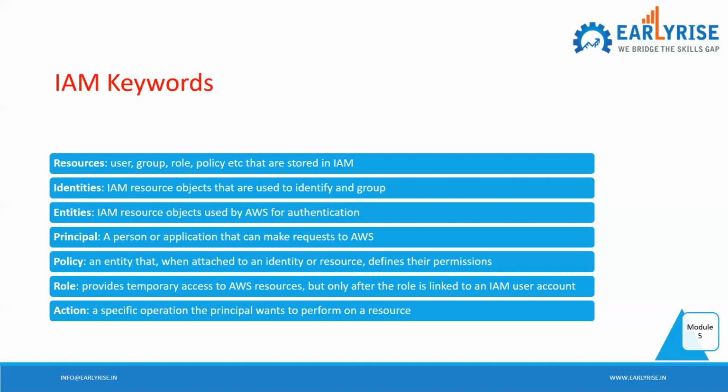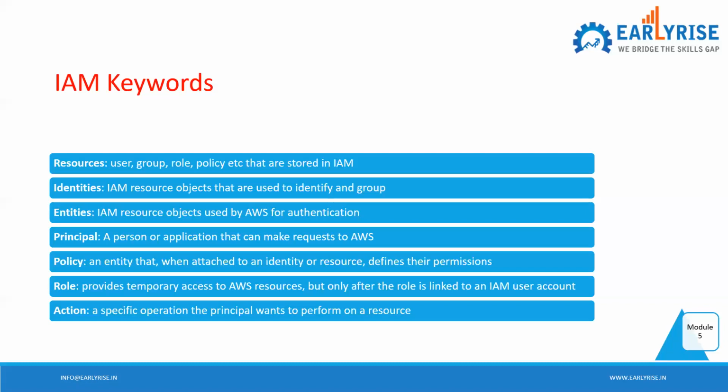So this IAM role is a kind of identity. An IAM role is an identity which provides temporary access to AWS resources, but only after the role is linked to a user account. Whosoever requires a role can assume that role. So the role is fixed, with some particular capacity, some particular permissions. How much it can do.